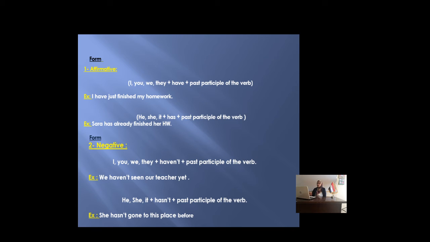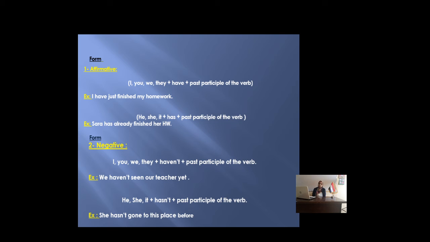Let's go to the other slide here. It's slide 6. Okay, how do we form it? We have the affirmative form and we have the negative form also. Okay, what is the affirmative form? With all the personal pronouns, I, you, we, they, we put have plus the past participle of the verb. Example, I have just finished my homework. For he, she, and it, we have to use has, as we said that they love sweets all the time, so we have to put s, it should be has, plus the past participle of the verb. Sarah has already finished her homework.